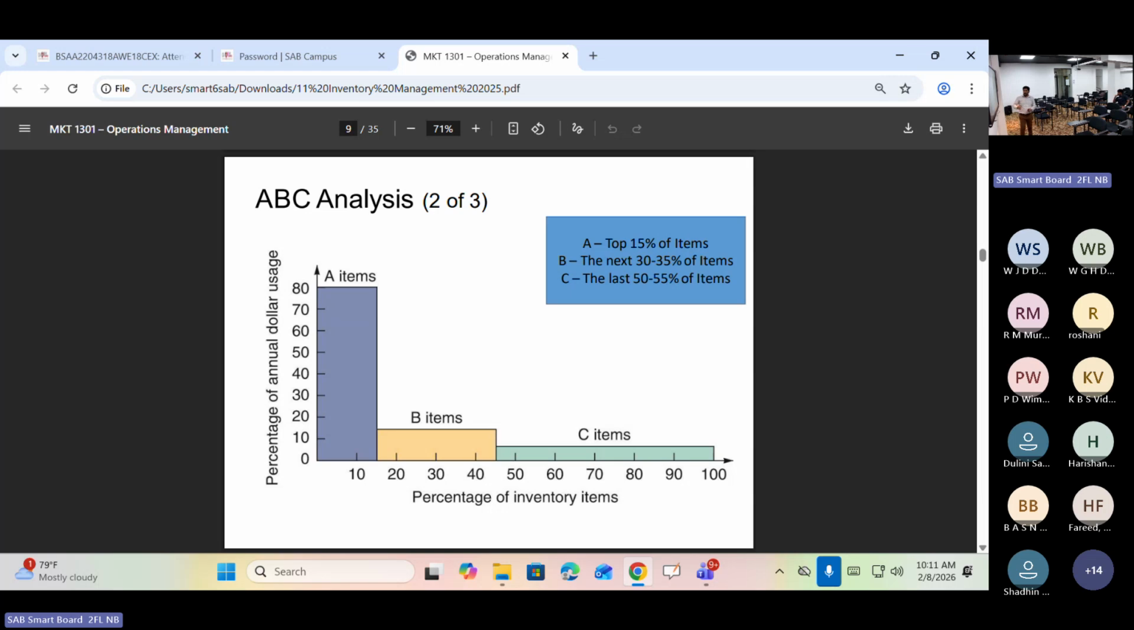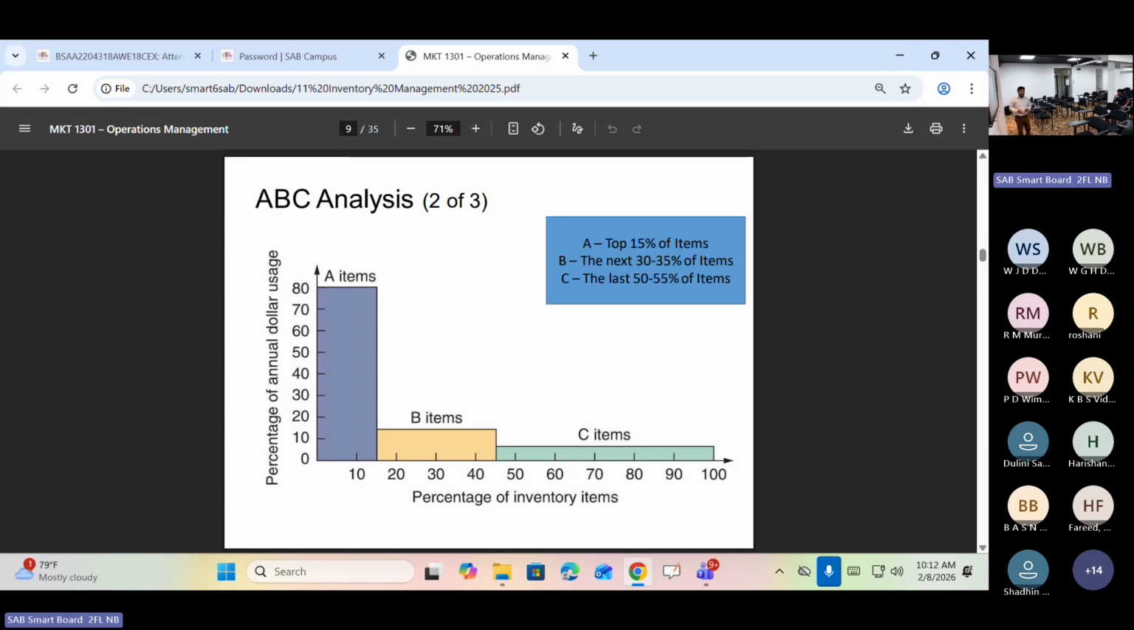Then the next set of items, B items, the next level after A. So in the B category, B class, the next 30 to 35% of items in terms of annual dollar value could be somewhere around 12 to 15%, less than 20%. But in terms of items, it could be 30 to 35% of items.